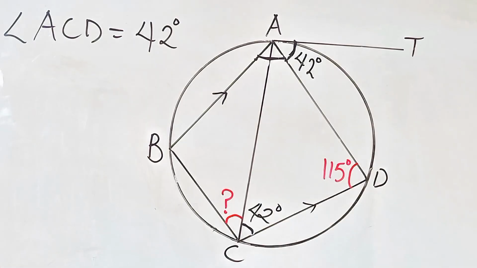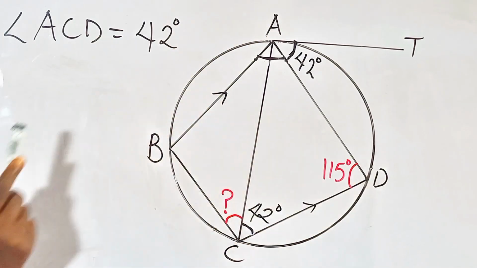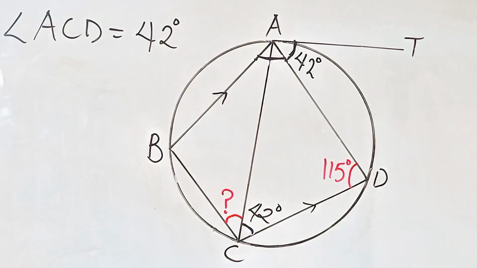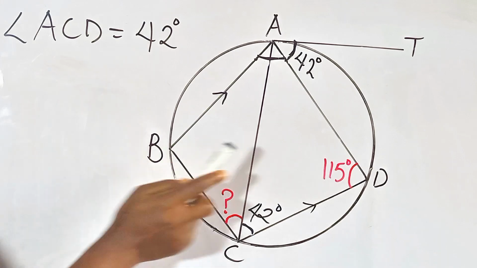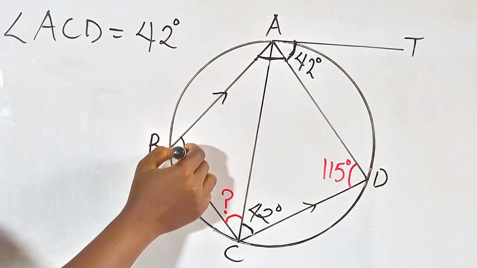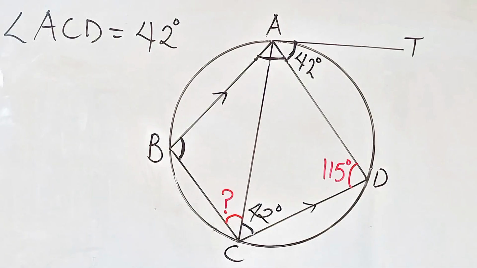Now, let's focus our attention on this point A, B, C, and D. These 4 points touch the circle at different points, forming a cyclic quadrilateral. So we have one of the angles at D to be 115 degrees. We can apply the circle theorem that says opposite angles in a cyclic quadrilateral sum up to 180 degrees.